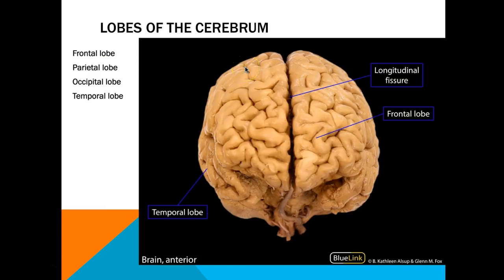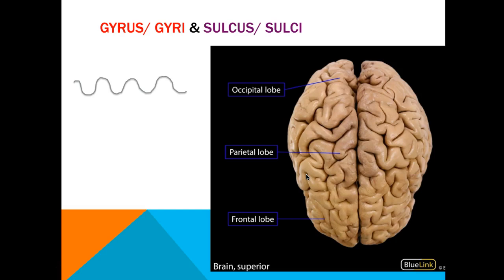This is another view of the brain, an anterior view, and in this view we can see the frontal lobe and the temporal lobe laterally. Dividing the two cerebral hemispheres, we have the longitudinal fissure that is pictured here, which is also called the mid-sagittal fissure.